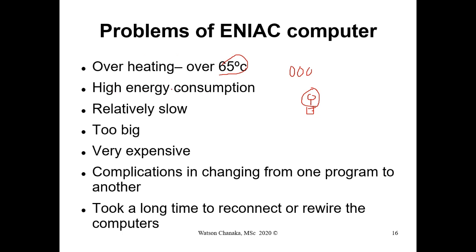Then a high energy consumption. The consumption of electricity was very, very high. Why? Even at home, these types of light bulbs consume more than LED lights. Everyone now is moving on to LED lights, which are very, very cheap compared to these ones, which have got a tungsten filament. They produce a lot of heat and they consume a lot of electricity. So the electricity consumption was very high.